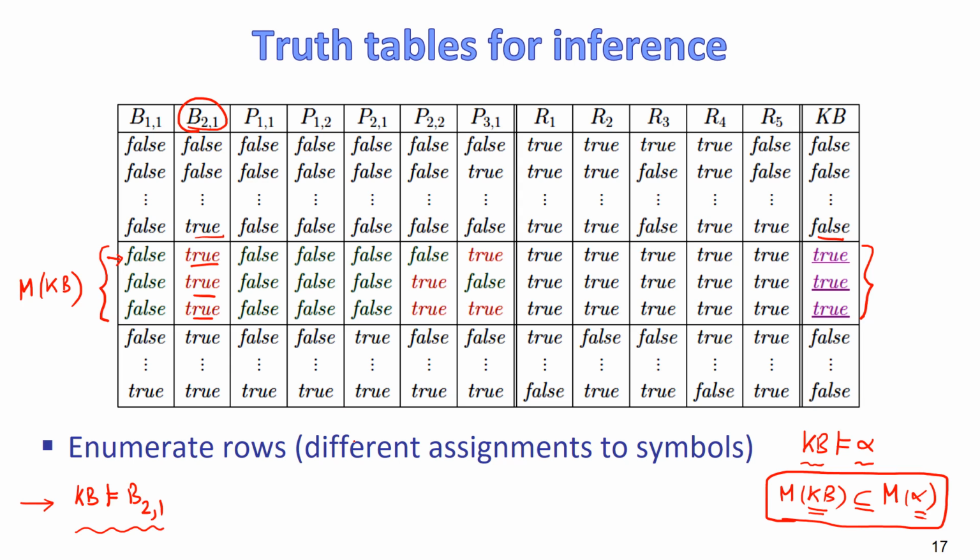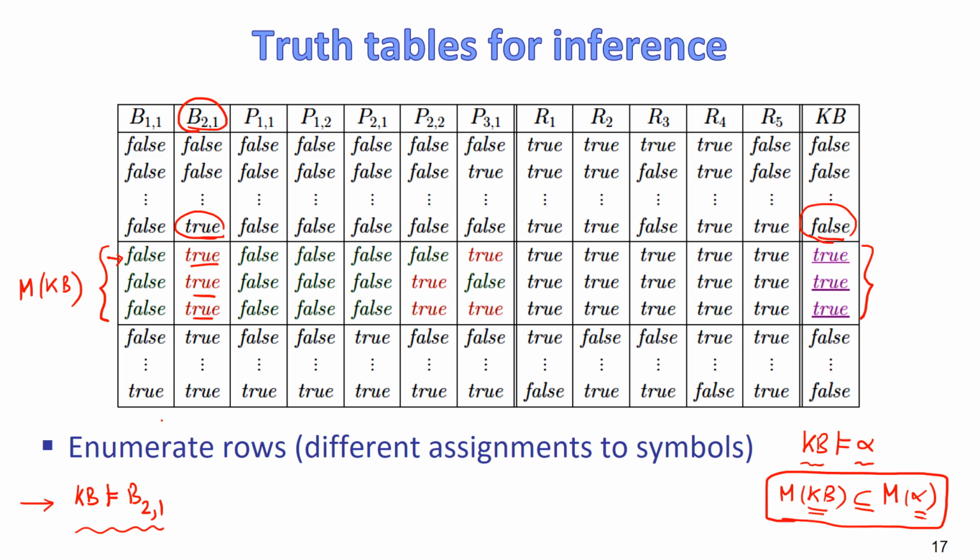Exactly. That's exactly what we mean by entailment. Okay? The knowledge base entails alpha if whenever the knowledge base is true, alpha also is true. But this definition doesn't tell us what happens to alpha if the knowledge base is false. We don't care. The example that you mentioned earlier, when the knowledge base is false, B21 was true. We don't care about this.